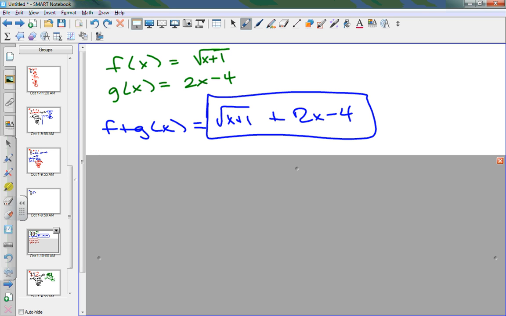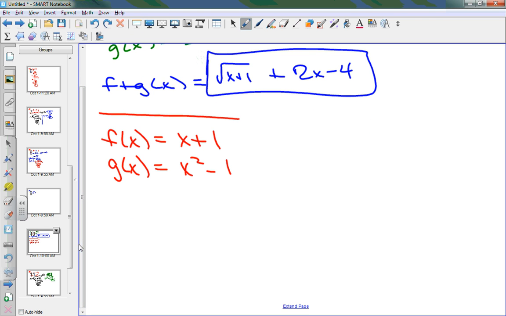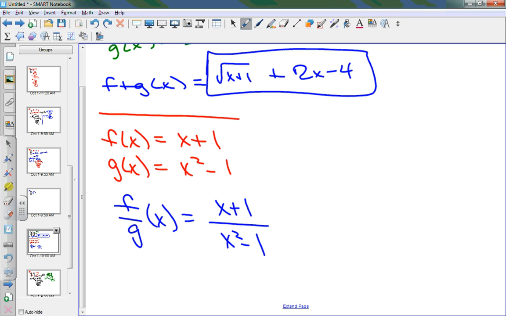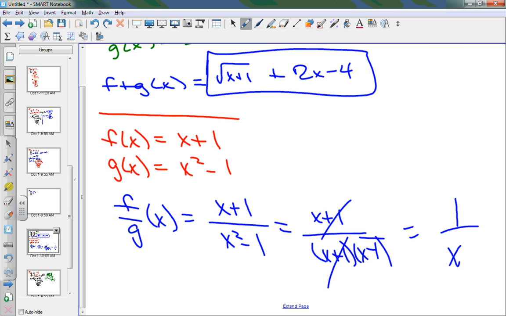Okay? But what if I have functions that look like this? And I want f of x, f divided by g of x. What's that? What's g? Am I done? Why? I need to split that bottom into two binomials. And then what happens? Then I'm left with 1 over x minus 1. I will mark it wrong if you don't reduce. Am I clear on that? Factoring into two binomials.